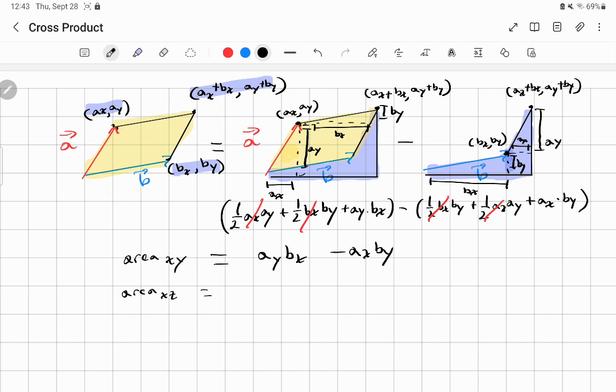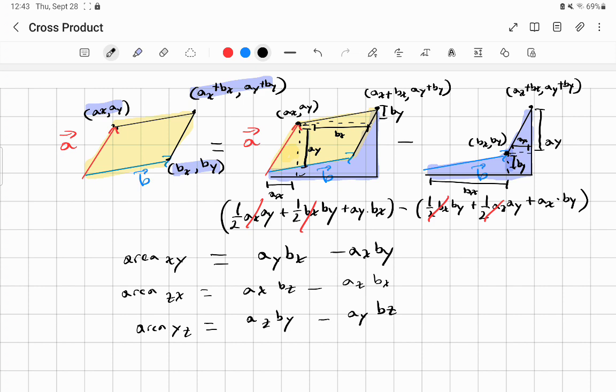So what happens is in this case, or the zx plane, to be specific, we get ax bz minus az bx. And if we did it in the yz plane, then we get az by minus ay bz. Okay, so these areas should all be basically equal to each other, right?